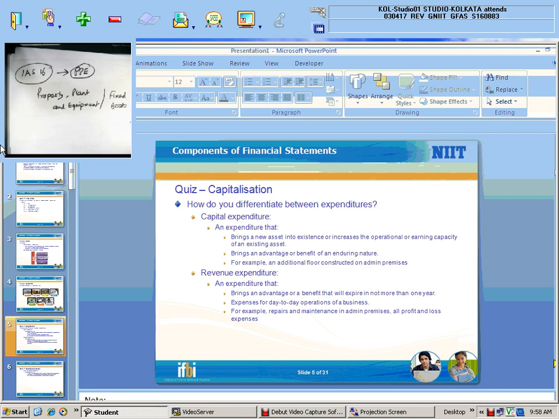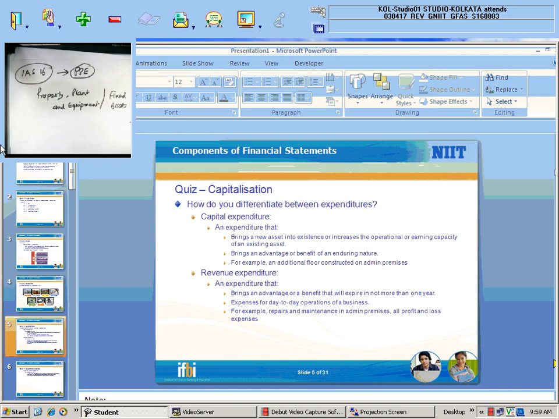So expenses for day-to-day operations of a business, that is revenue expenditure, like repairs and maintenance in administrative premises. Construction of an additional floor in the administrative premises is a capital expenditure, but day-to-day repairs and maintenance of the administrative premises will be a revenue expenditure, because here the benefits will not last more than 1 year. Basically all profit and loss expenses are revenue expenses. Whatever expenses are expensed to the profit and loss account, they are all revenue expenses.